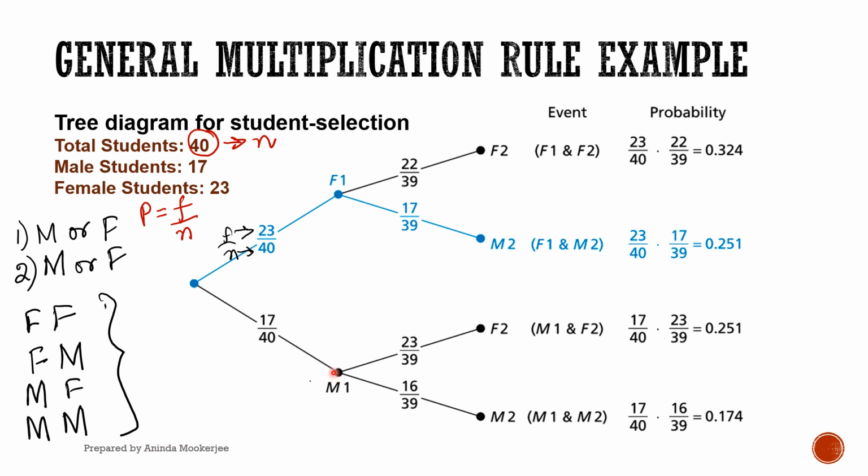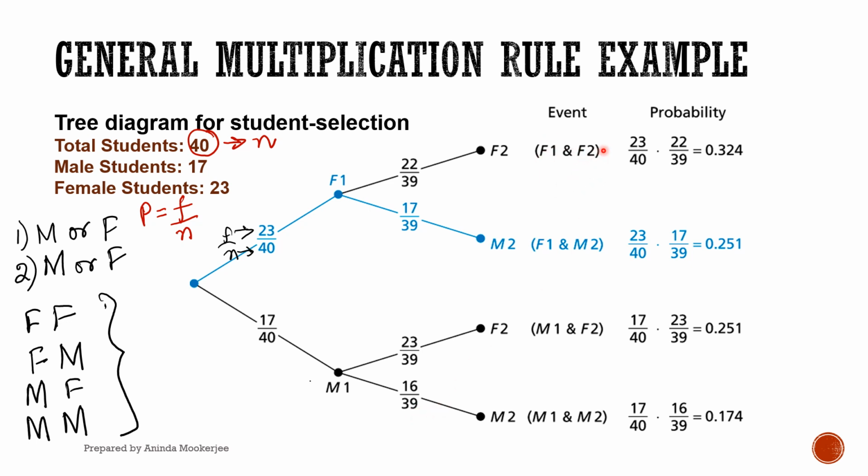It still had 23 students, so 23 over 39 is the probability of picking a female student given a male student was picked before. And likewise, what is the probability of another male student getting picked given a male student was picked before? 16 over 39. Why 16? Because a male student was picked, so my pool of male students was reduced by 1. So that 17 became a 16, and in the second row my total pool also got reduced by 1, so I have 39.